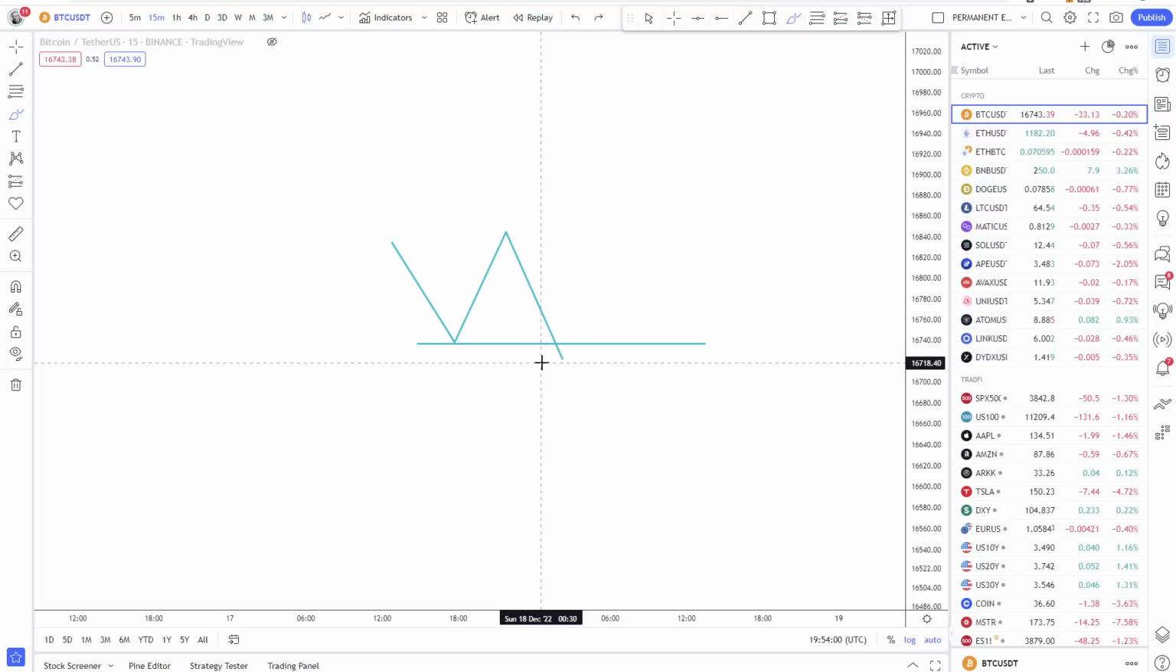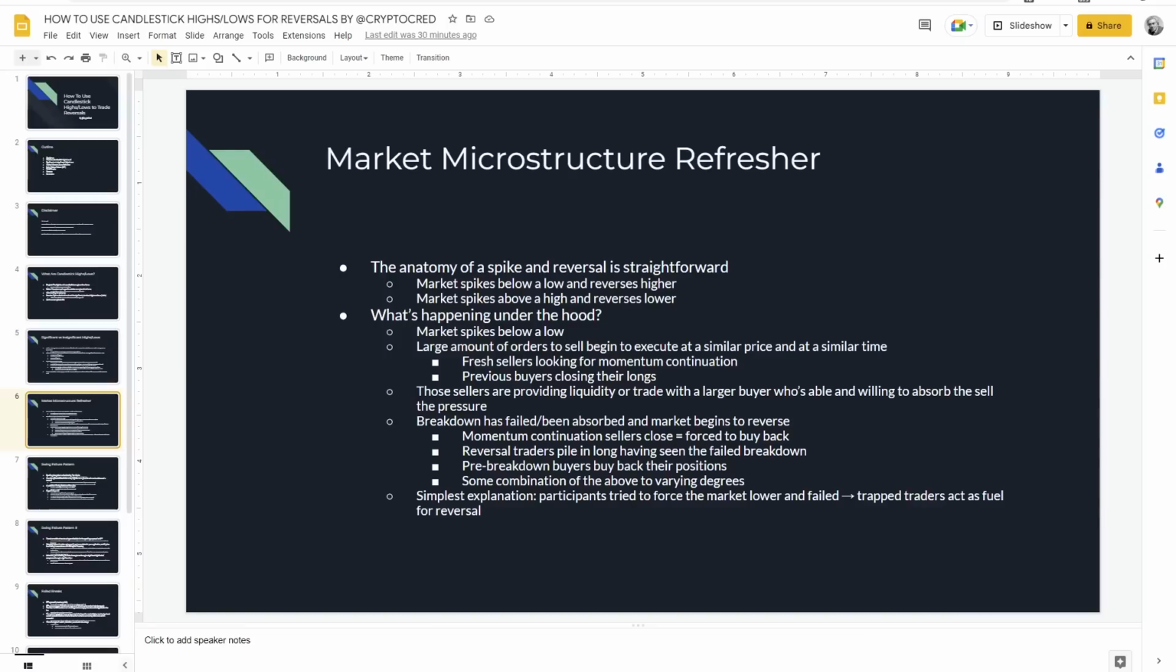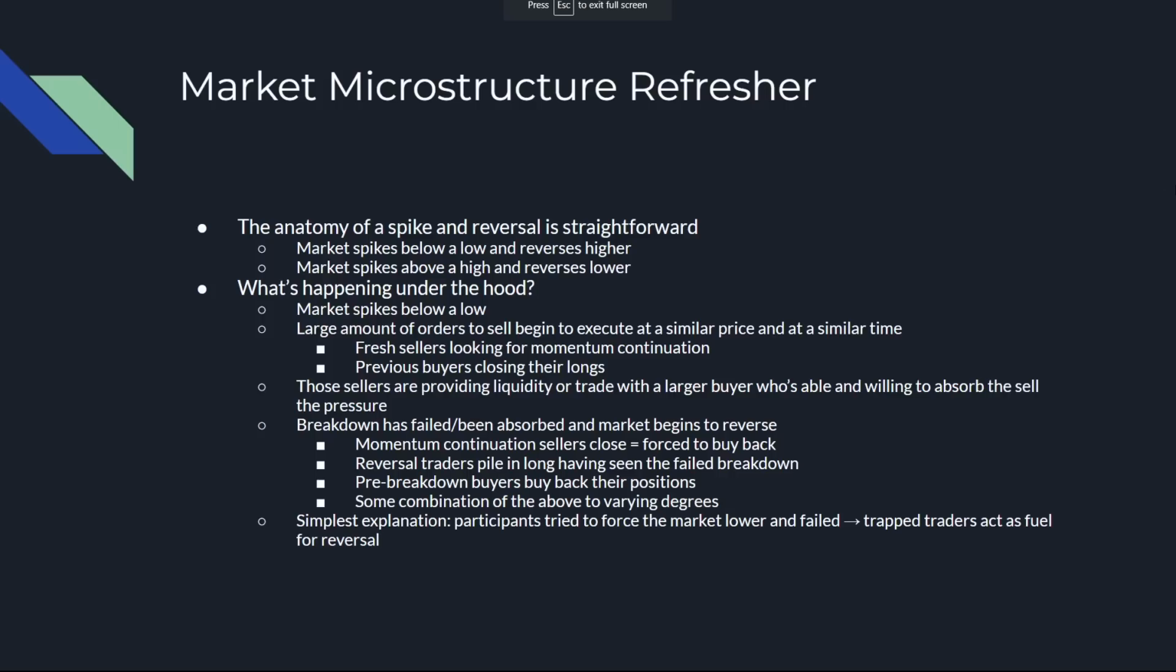So the fact that it gets absorbed or stops or consolidates or pauses here means that despite the large amount of sell orders coming in from those momentum sellers, from those invalidated longs, whatever it may be, someone or something is soaking it up, right? And that has to be buying, because every buyer needs a seller, every seller needs a buyer.